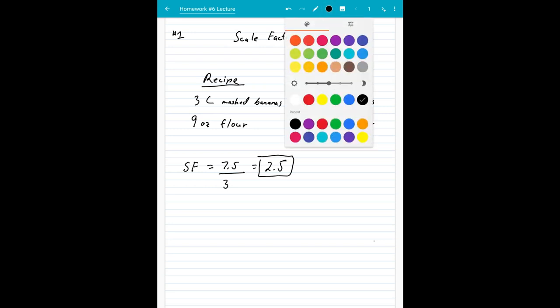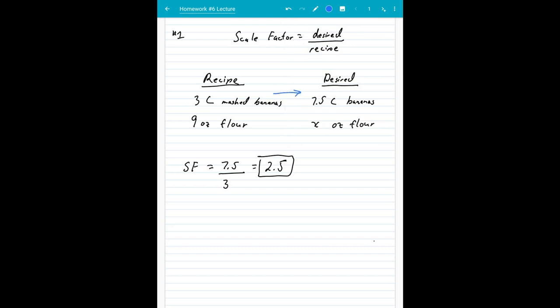Take that 2.5, and I'm going to write it here visually. 3 times 2.5 will make the 7.5. So to figure out how much flour we need, we just simply need to multiply the 9 by 2.5 as well. When you do 9 ounces times a scale factor of 2.5, you end up getting 22.5 ounces. And that's it. If you had another ingredient below it, you would just take that new ingredient, multiply it by 2.5, and then you would get your new value for your desired portion.